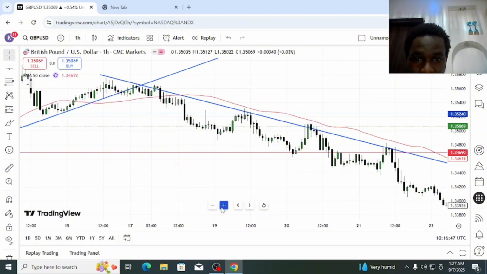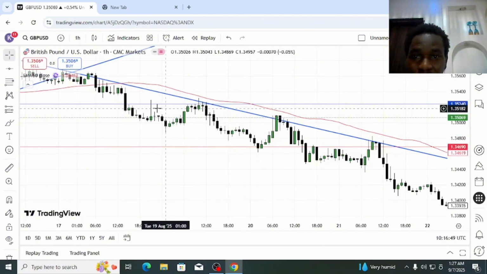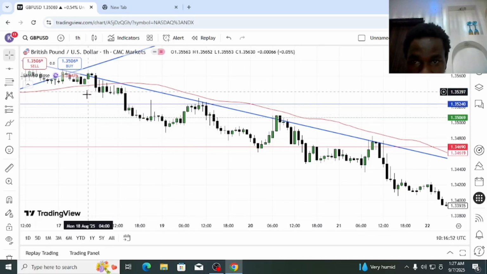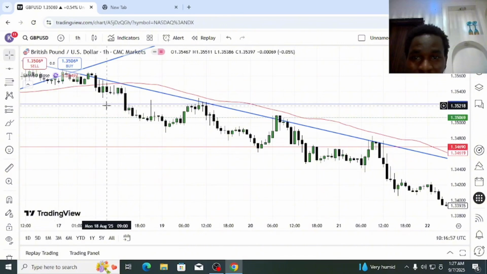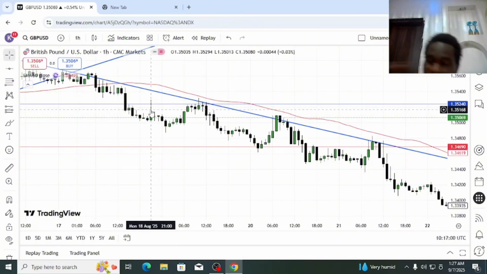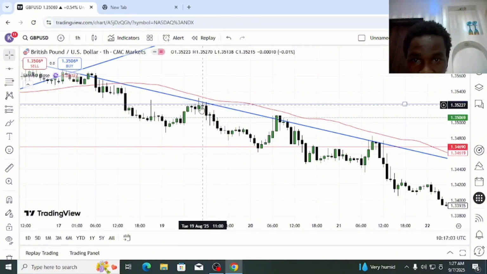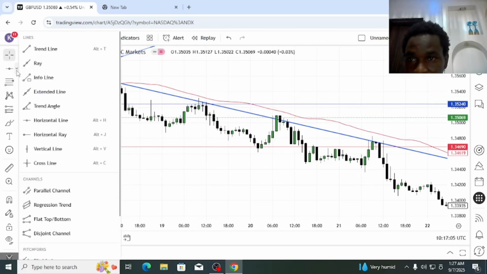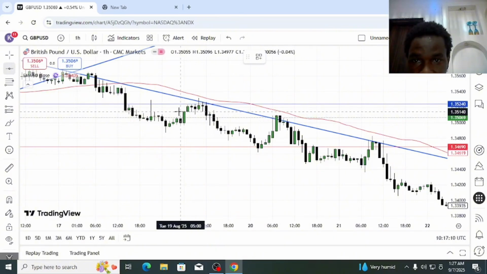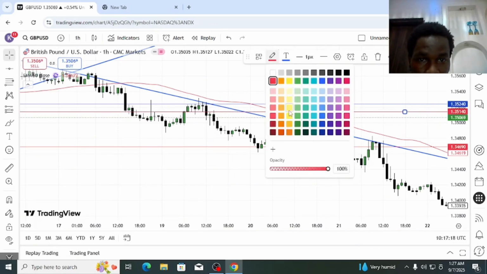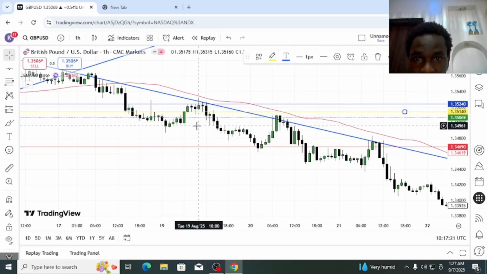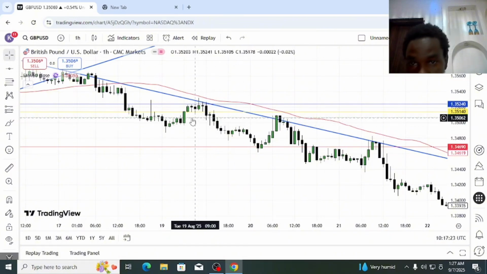All right. So now remember, this is our level, our psychological level. It acted as a support level, it has acted as resistance, it has acted as support, and now it's acting as a resistance level. Now you can see this is the first candlestick that is touching the psychological level. Let me take it as a yellow color. All right, so this is the first, and it's touching it.